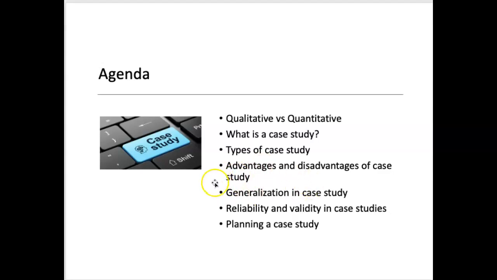I'll be looking at this issue of generalization in the case study. Can we take the specific case study and generalize outwards or not? And then I'm going to be touching upon issues of reliability and validity. And finally, I'll be looking at planning a case study. And at the end of the video podcast, I will give you some really good case studies to look at, especially in the business world, that will give you ideas if you're going to be using this methodology in your report for the EPQ or in your dissertation later if you're at university.